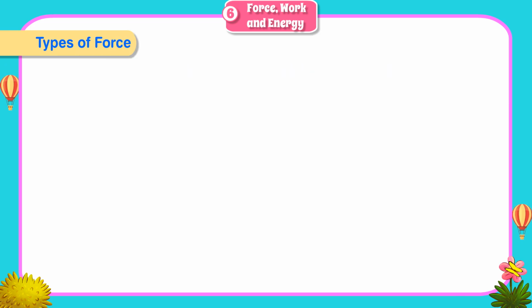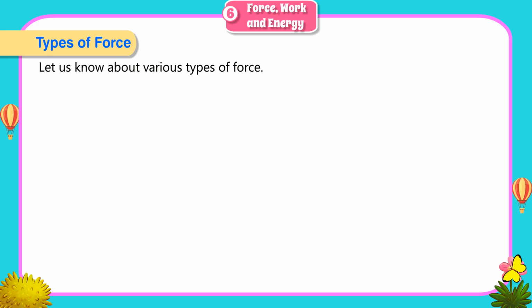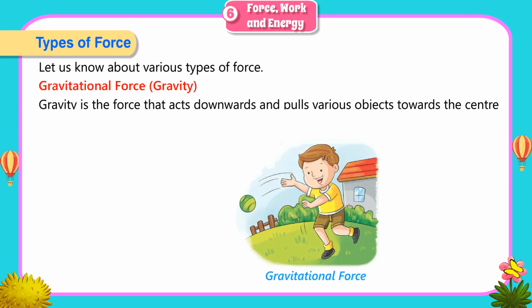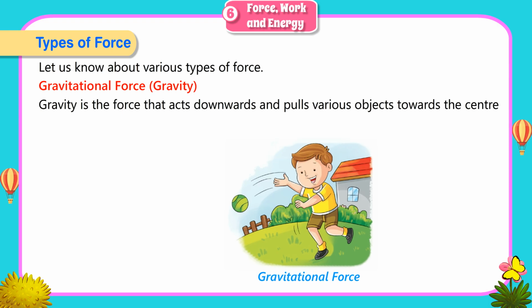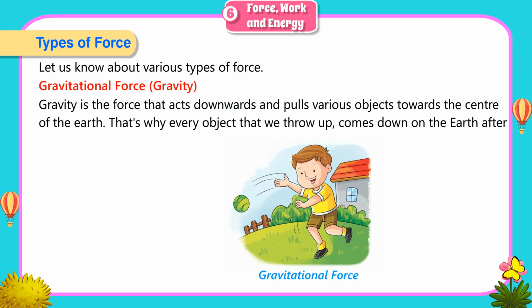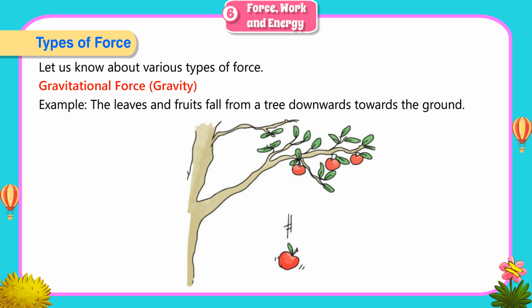Types of force. Let us know about various types of force. Gravitational force. Gravity. Gravity is the force that acts downwards and pulls various objects towards the center of the earth. That's why every object that we throw up comes down on the earth after some time. Example. The leaves and fruits fall from a tree downwards towards the ground.